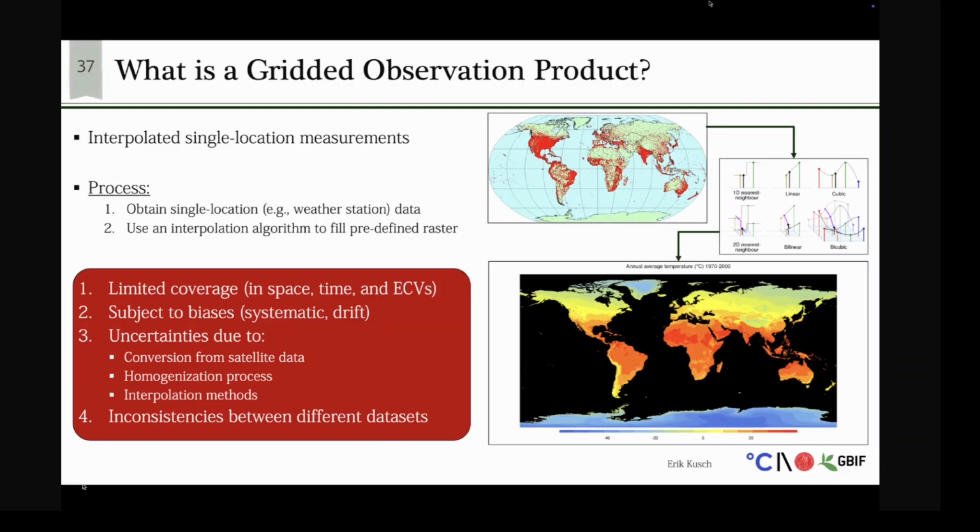Ultimately, then, we end up with observation products, these gridded observation products, that are limited in coverage, subject to bias, have large uncertainties that go unreported, may be unreliable, and because you have limited coverage of ECVs, you have to go and look at different data sets, merge them with one another, which are inconsistent between each other. Meaning that you have to work with a fruit basket rather than just one single item.